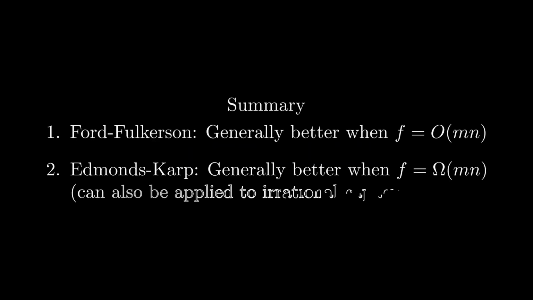Overall, Ford-Fulkerson and Edmonds-Karp are the 2 main approaches used to solve the max flow problem for flow networks, with the preferability of each approach largely being dependent on the types of capacities in our network and the size of the max flow relative to the number of edges and vertices.